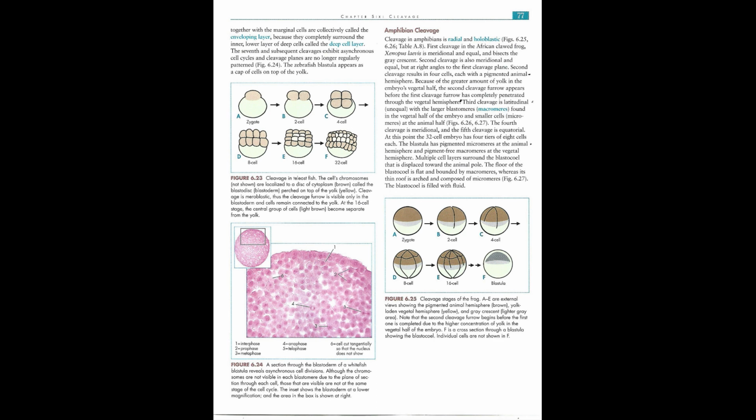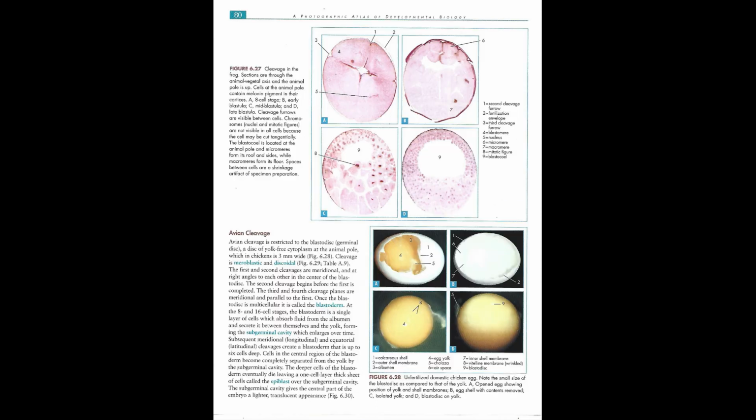Multiple cell layers surround the blastocoel that is displaced toward the animal pole. The floor of the blastocoel is flat and bounded by macromeres, whereas its thin roof is arched and composed of micromeres, Fig 6.27. The blastocoel is filled with fluid.